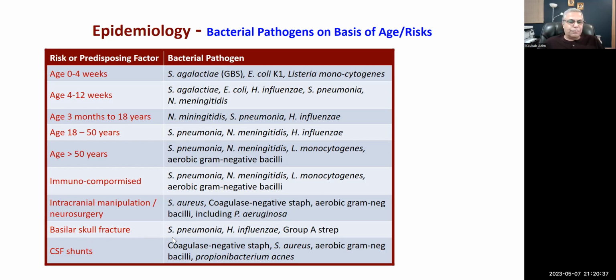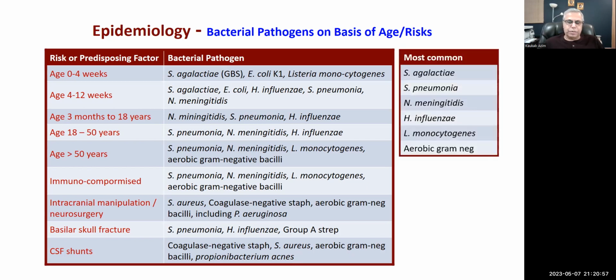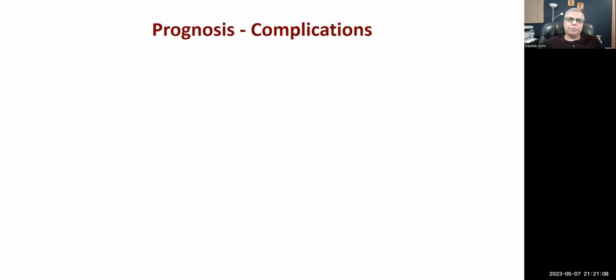Now, basilar fracture, we have got, again, S. pneumoniae, H. influenzae, and group A streptococcus. Group A streptococcus is Strep pyogenes. And then CSF shunts, again, Staph aureus. So these ones you should know. These are important. I've given you the important ones that occur most commonly. These ones I've given you once again, and they were there in a previous slide as well.